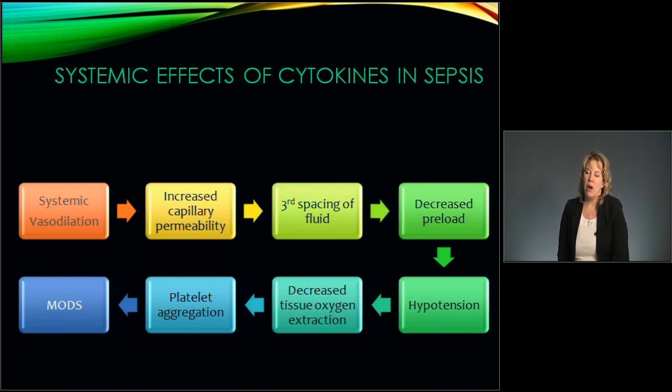Part of inflammation, as we mentioned earlier, causes activation of the coagulation cascade and causing activation of the platelets, and we get platelet aggregation, and that then further decreases perfusion to the organs themselves, and they lead into that multi-organ dysfunction syndrome.